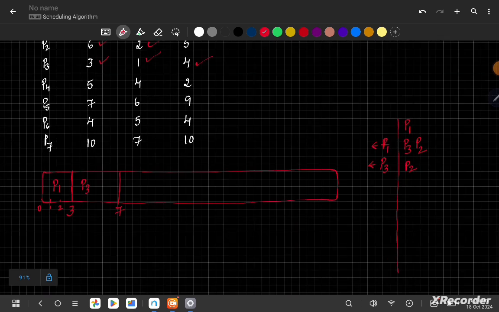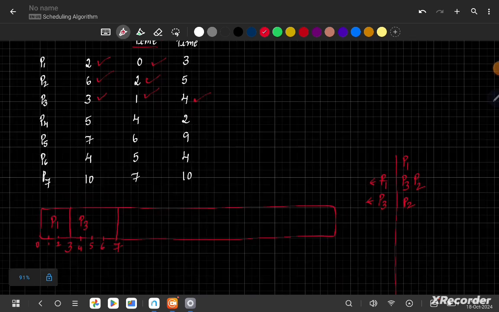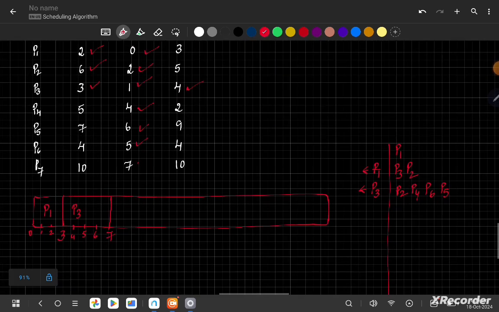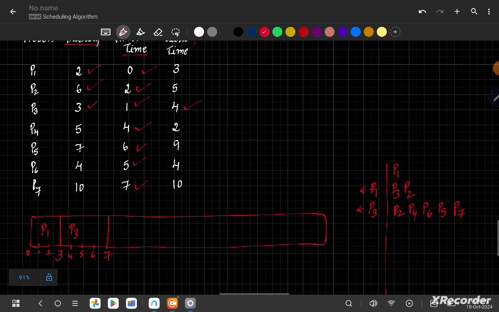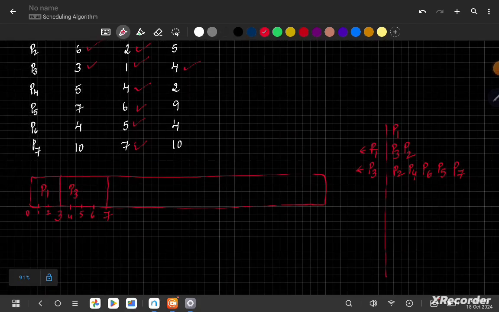Now I have to see who has come in this interval. During 4, 5 and 6 millisecond, I have to check who has arrived. During the 4th millisecond, P4 has arrived. During the 5th millisecond, P6 has arrived, and during the 6th millisecond, P5 has arrived, and also P7 arrived.